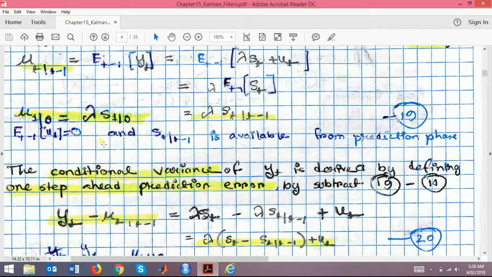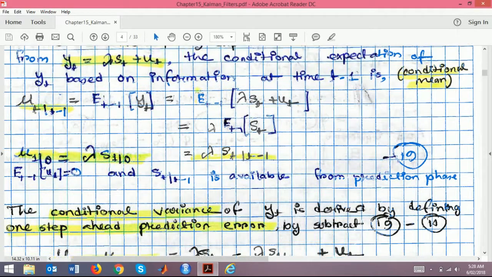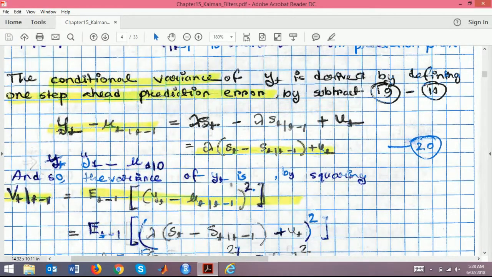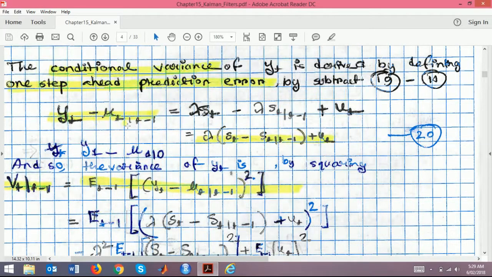Now, for the observations we are measuring, the estimation gives us the conditional mean, which is lambda S1|0. Now we are going to talk about the conditional variance, which is yt minus the conditional mean we have just estimated, equals lambda st plus ut. Or let's express it like this: yt minus mu1|0 equals lambda st plus the residual minus lambda S1|0 plus ut. So lambda times S1 minus S1|0 plus ut. So the one step ahead prediction error is lambda times S1 minus S1|0 plus ut.